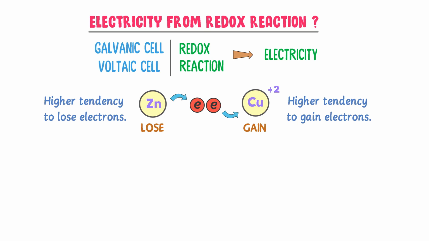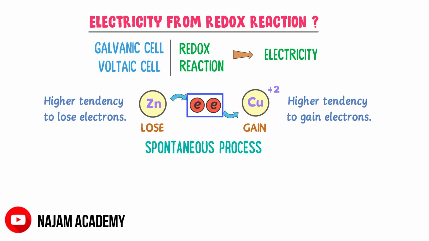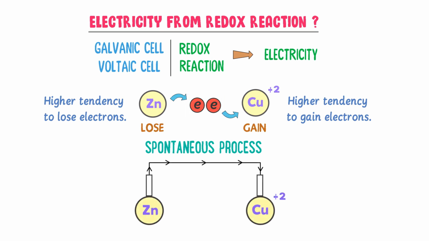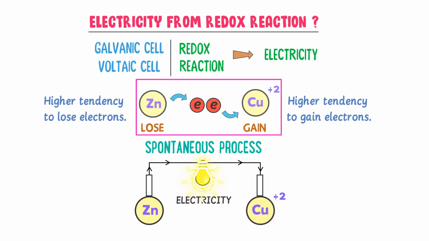This is a natural process or spontaneous process which happens by its own. Now listen carefully. If we utilize the movement of these 2 electrons, we can generate electricity. For example, we will place zinc and copper far away from each other and we will connect them by a conducting wire. When electrons start flowing from zinc towards copper, it will produce electricity and the bulb will glow. So using this reaction, we can generate electricity.